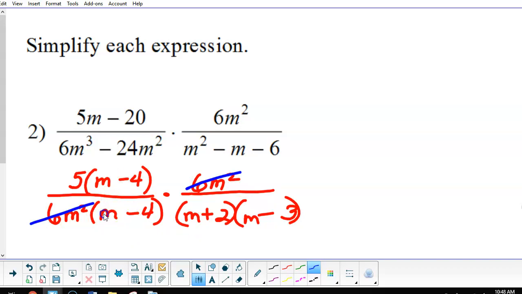Yes, even though they're top and bottom here, it doesn't matter. Anything on the top can divide out with anything on the bottom. So now is it 5 over? Yep. Don't lose that 5 there.